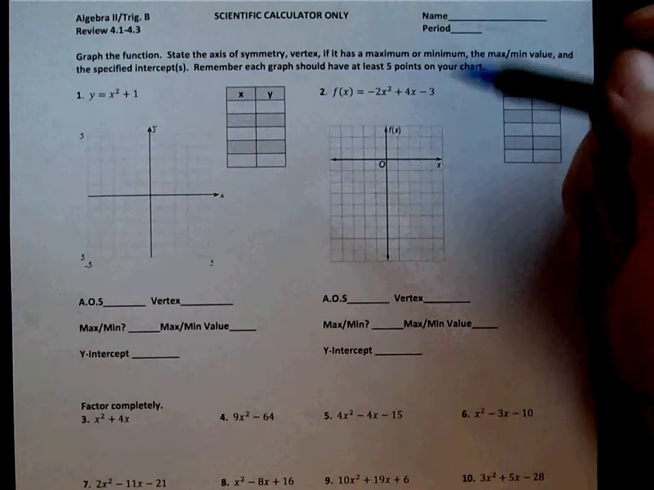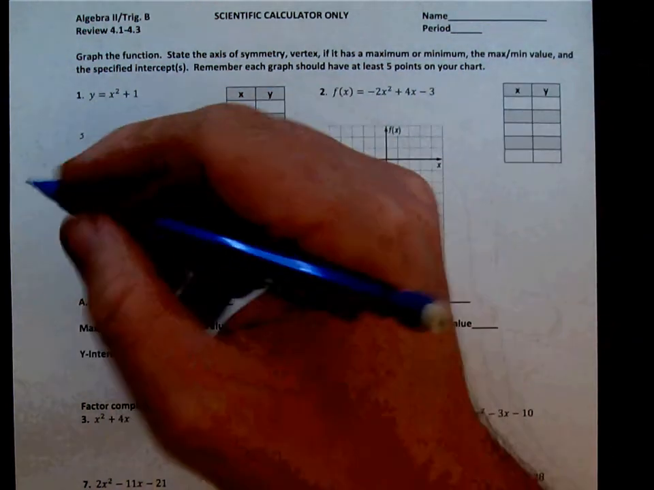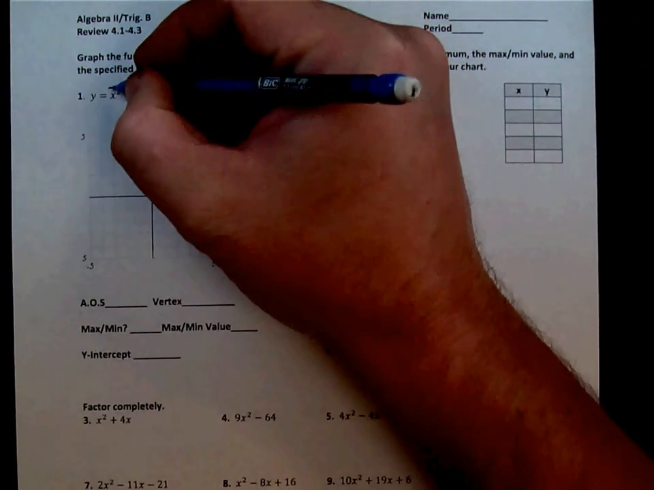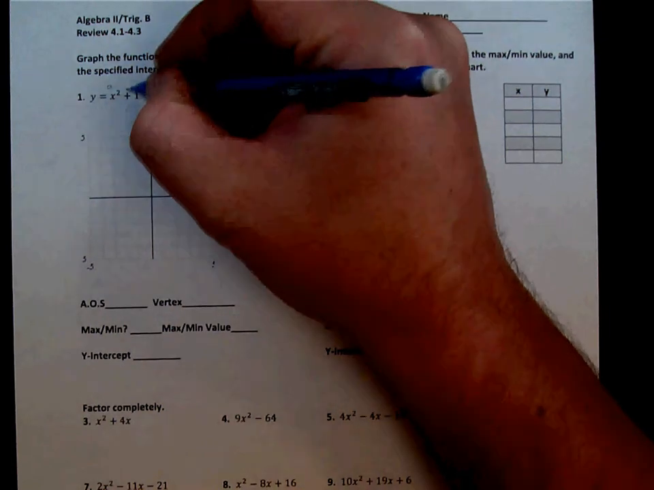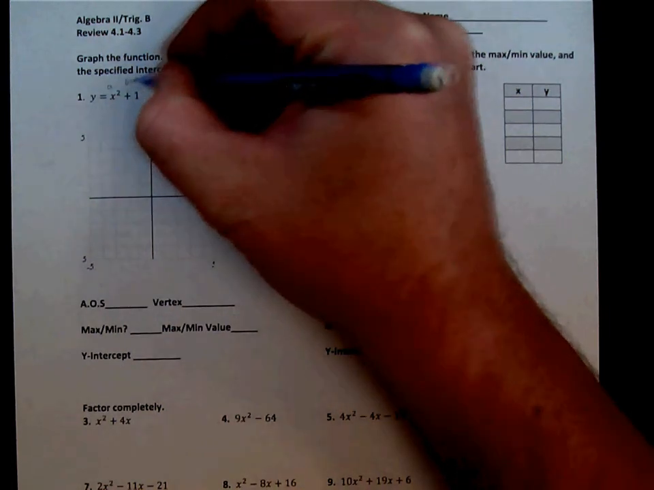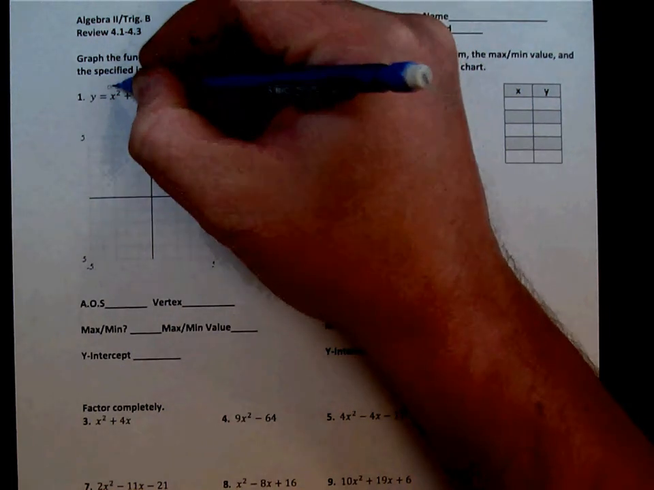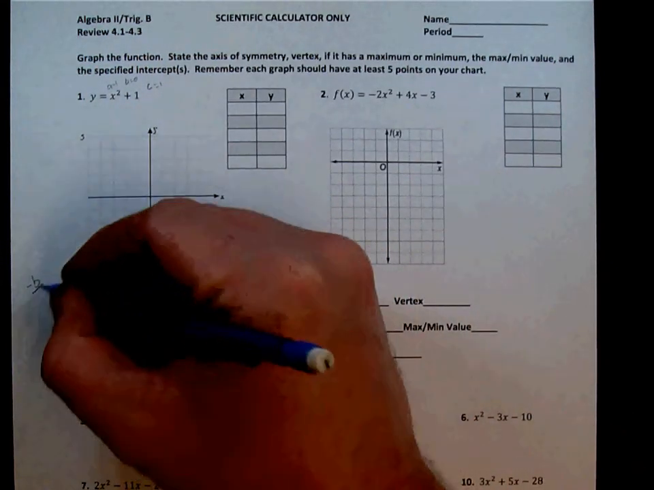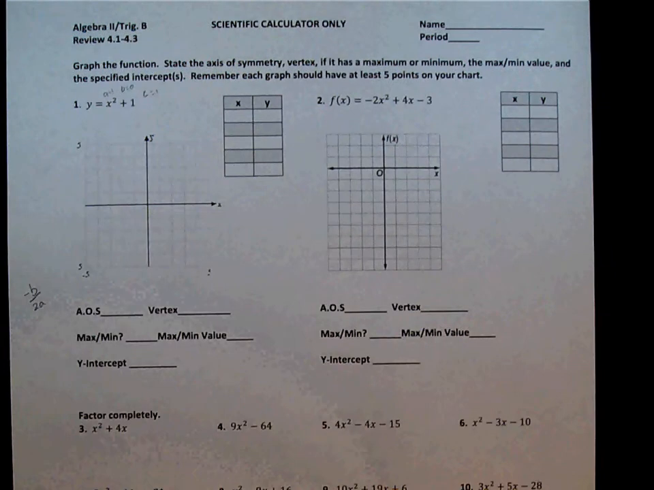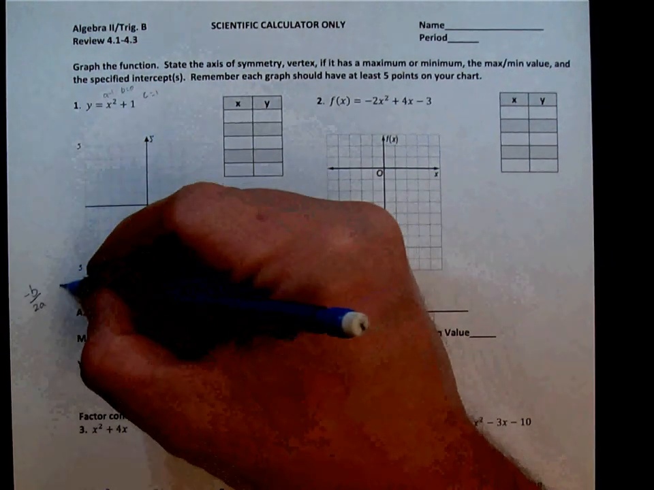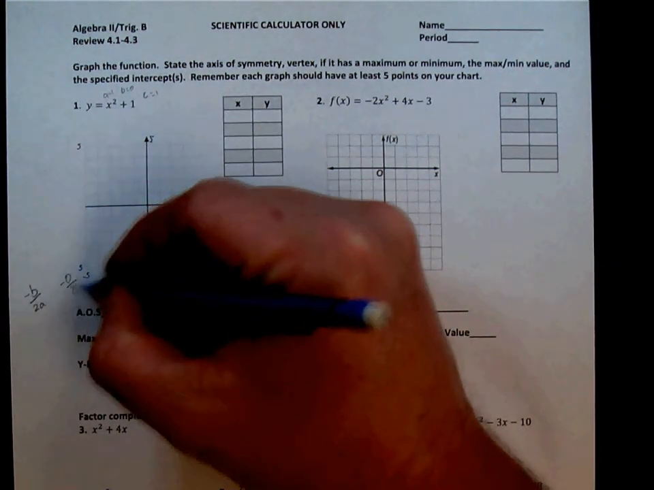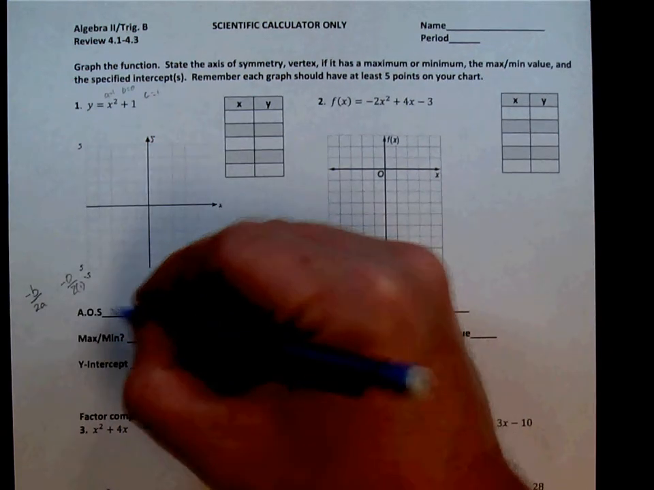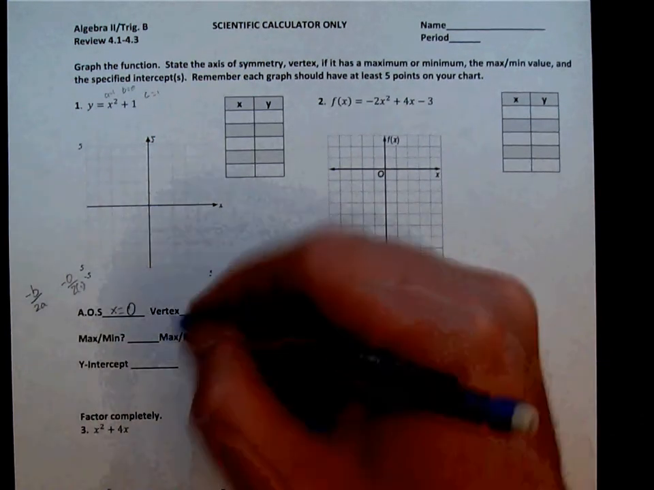Okay, so number one, axis of symmetry, we're doing the negative b over 2a thing. So our a is 1. There is no x term, so b is 0. And then c is the 1. So a is 1, b is 0, c is 1. So for axis of symmetry, I do negative b over 2a. So in this case, it's negative 0 over 2 times 1. So we end up with just 0. x equals 0 is my axis of symmetry.